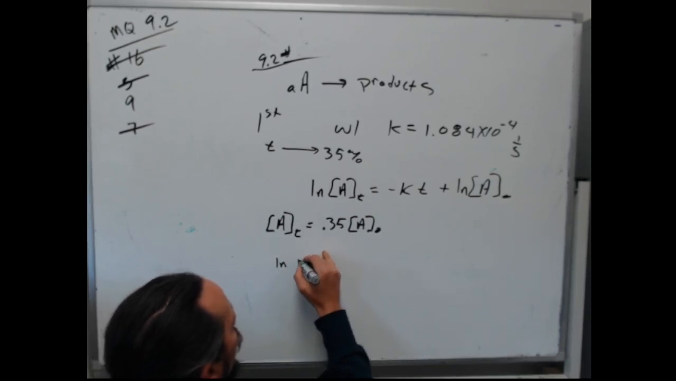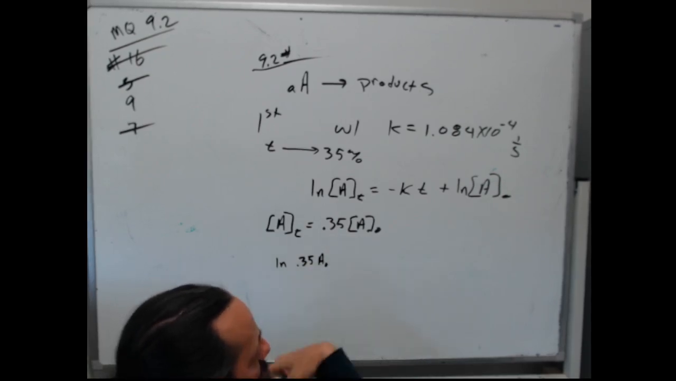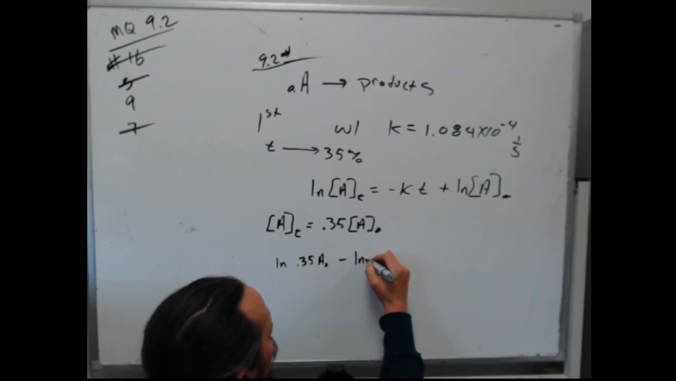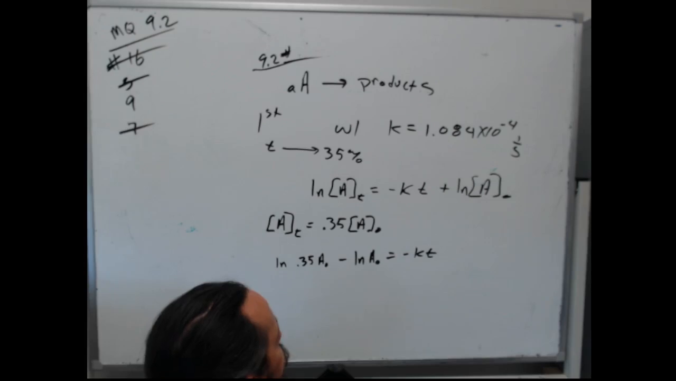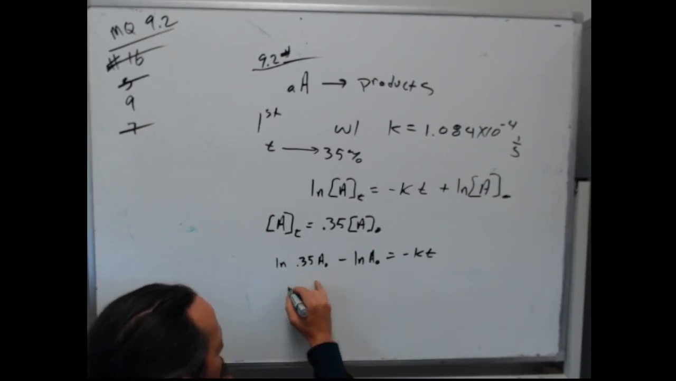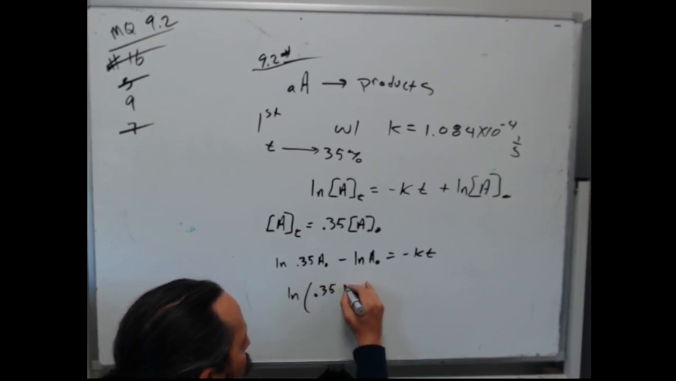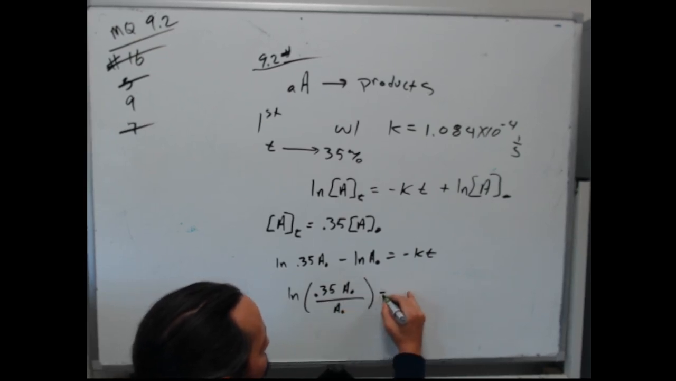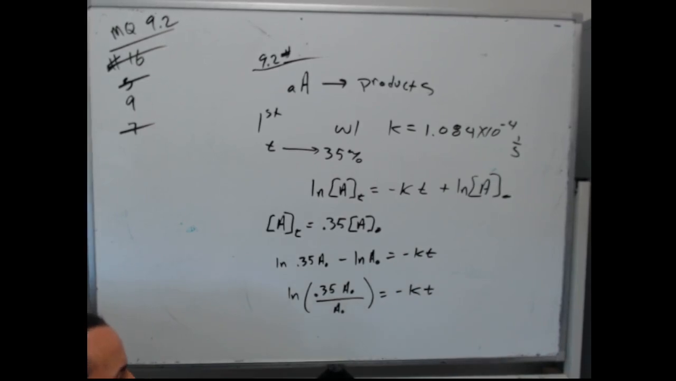I'm going to have natural log of 0.35 A naught. I'm going to leave the brackets off just because I'm feeling lazy. Minus natural log of A naught is equal to negative kt. Because of the rule of natural logs, I can turn this into the natural log of 0.35 A naught divided by A naught is equal to negative kt. Watch what happens. A naught cancels out. Because it's first order, the initial concentration doesn't really matter because it's going to go faster or slower depending on if there's more or less concentration. So to get to 35%, whether you've got a high concentration or a low concentration, takes the same amount of time.